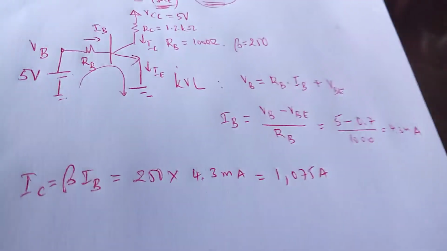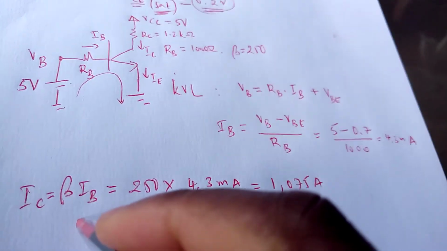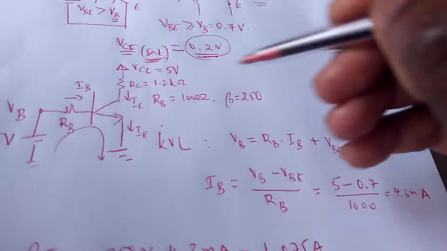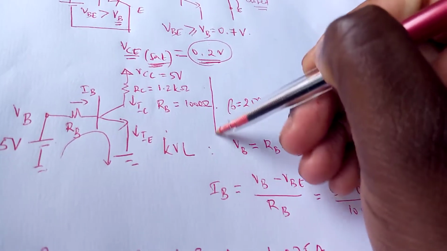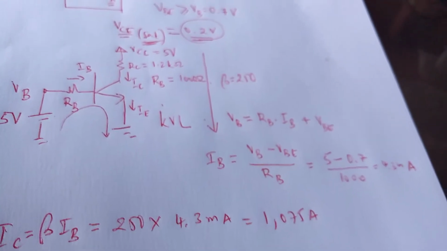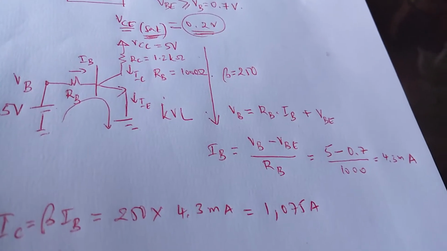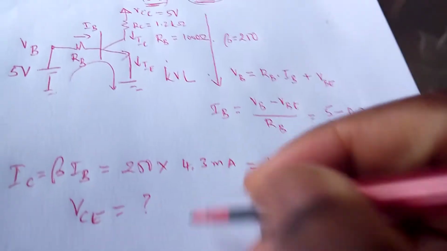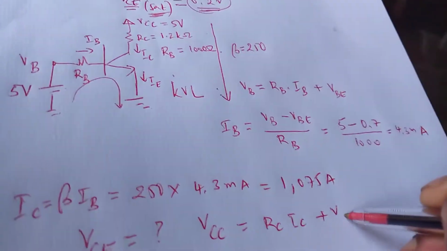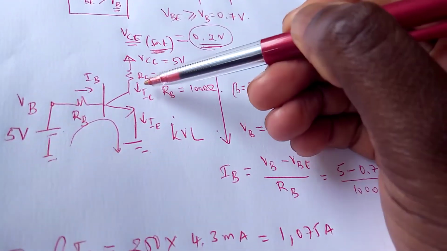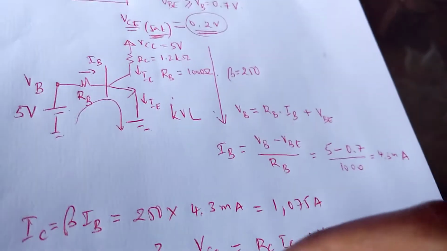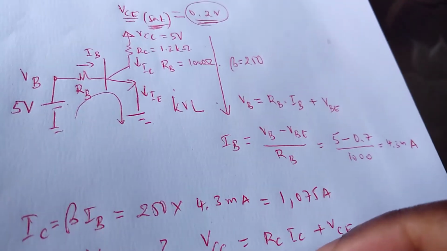So now, if one has to assess the VCE of this transistor, he will look at applying Kirchhoff's voltage law once more, but on this loop. As you go from VCC all the way to ground, the sum of all voltage drops must be equal to the supply voltage, which is VCC. So VCC should be equal to RC times IC plus VCE, because there's a voltage drop across RC due to IC flowing through RC, as well as VCE. Now, if you extract VCE from here, one should get VCE to be VCC minus RC times IC.